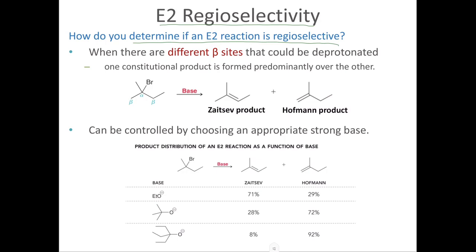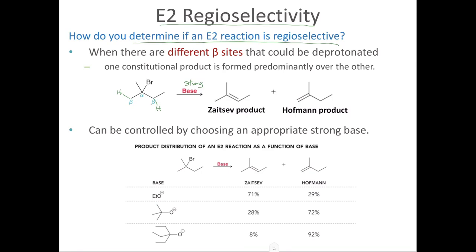First of all, we need to think of the conditions for an E2 reaction. An E2 reaction requires a strong base. The reaction takes place in one step, which involves a concerted mechanism. So, if we use a strong base, there are two possibilities. We could remove a proton from there, or we could remove a proton from that position.